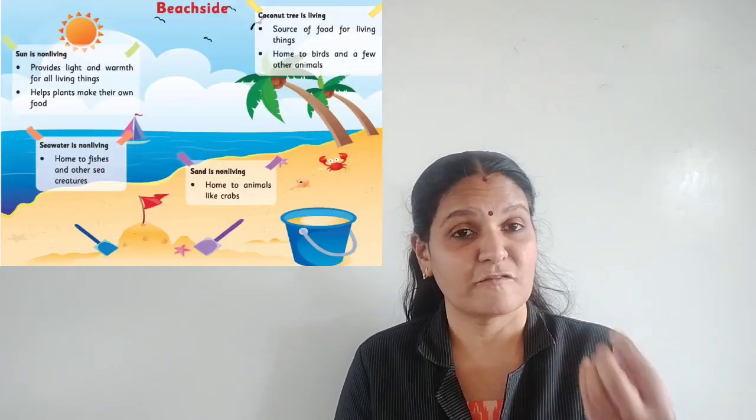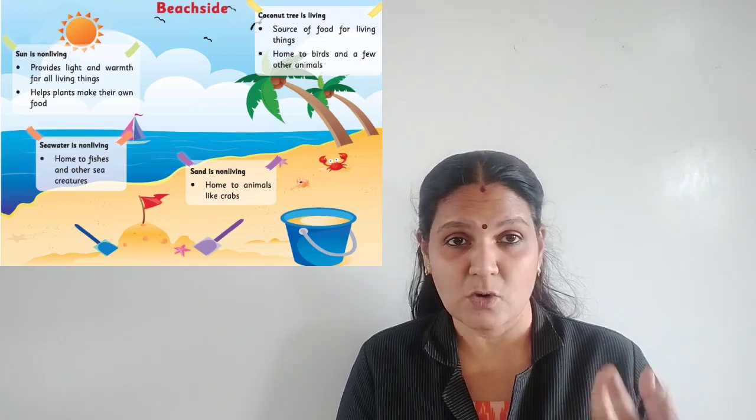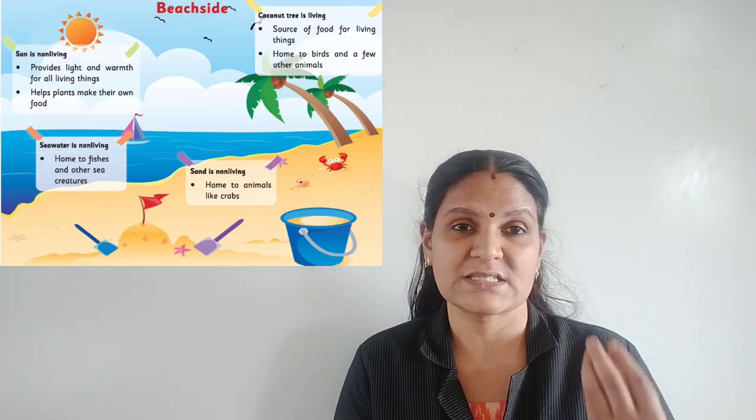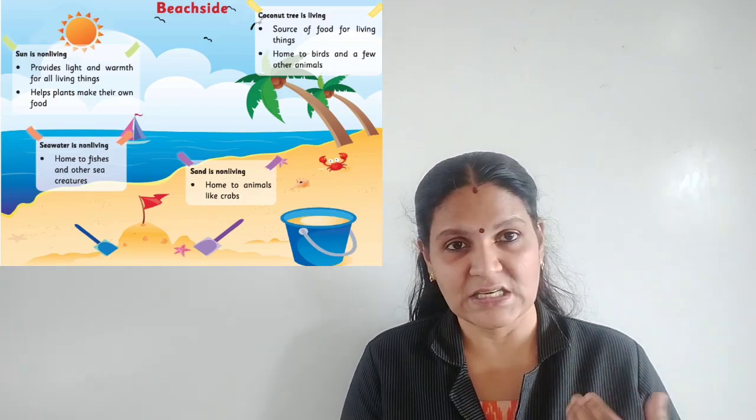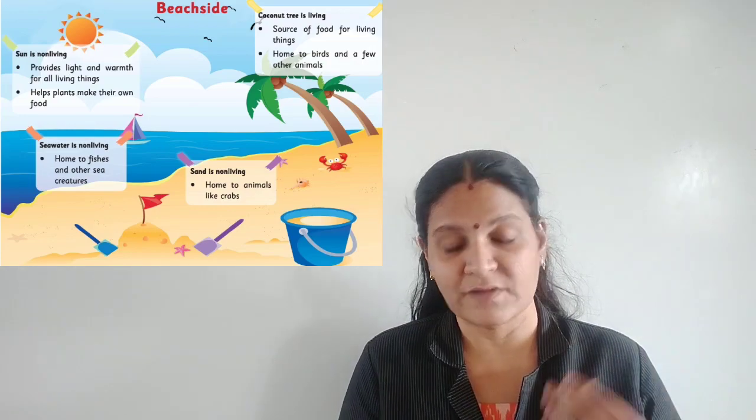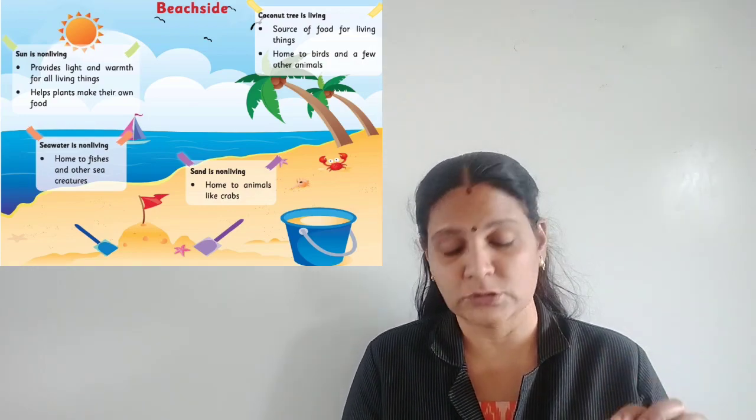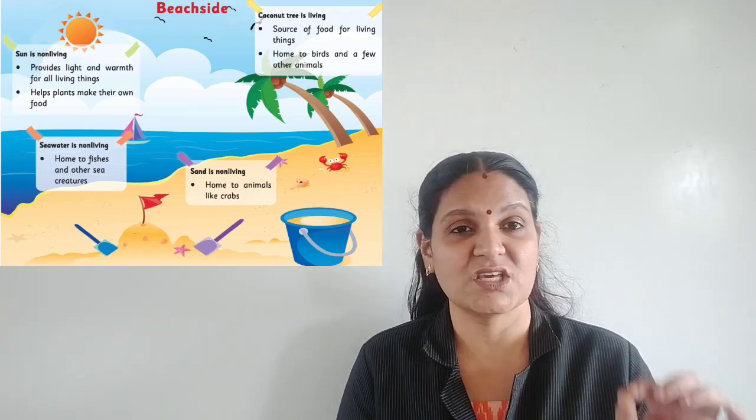It gives us the light and the warmth. And what about the next thing that you can find in the picture? Coconut tree. Coconut tree is a living thing and it is a source of food for living things. Yes, coconut tree provides us food, and it is also a home for the birds and other small animals. And you can see the sea here. Sea water is a non-living thing and it is a home to the fish and other sea creatures.